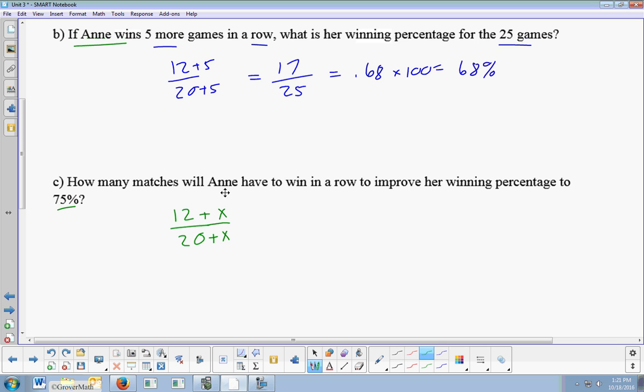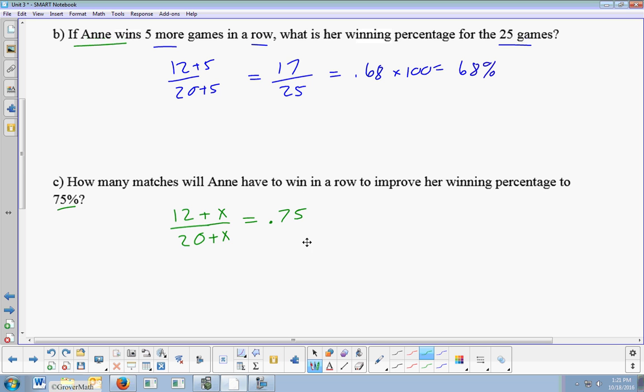I mean, think about it. In this scenario, she won 5 more, so her win total went up 5 and her game total went up 5. Well, the same type of thing here. We don't know how many games in a row she must win, but whatever I increase my win total by, it's also going to increase the amount of games she played by. And I want this to equal 75%, but that is 0.75 as a decimal, kind of going backwards there.